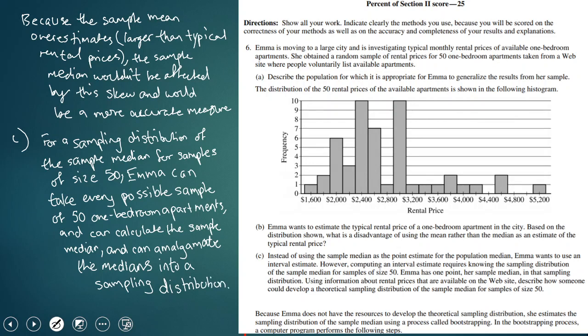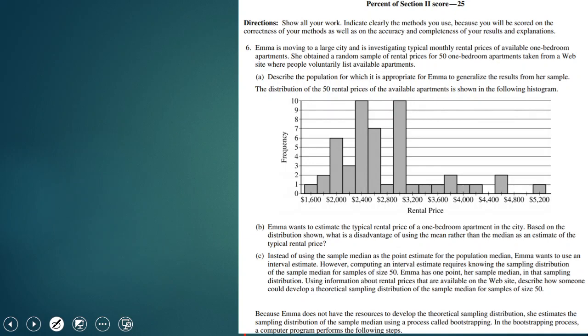So basically you take every single possible sample of size 50, find the median, combine all of those medians, and you get a distribution of every single possible median from a sample of size 50 on the website. Oh yeah, I should probably say where it says Emma can take every possible sample of 50 one-bedroom apartments, I should specify from the website.